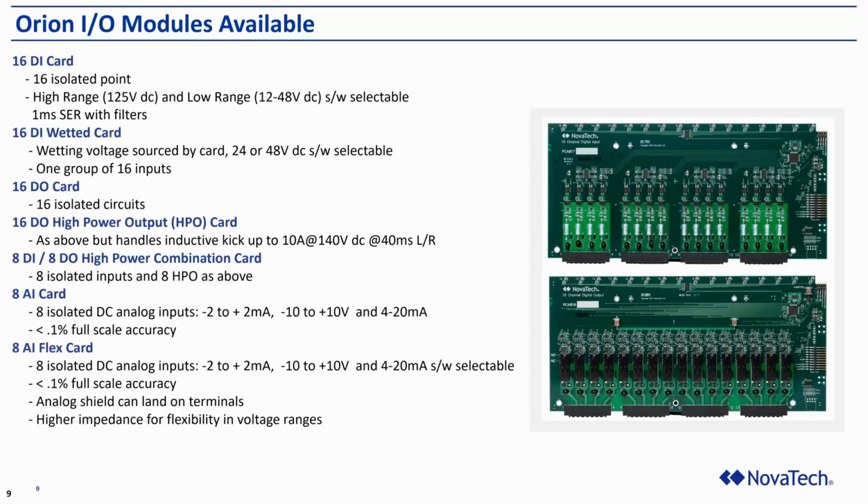Next, there are two options for discrete outputs. Both cards have 16 isolated output circuits, but the high power output card, the fourth one there, handles an inductive kick up to 10 amps at 140 volts DC at 40 milliseconds L/R. If you're looking at applications where you want to remove those ice cube relays from the design, then the high power output card is probably what you want to go with.